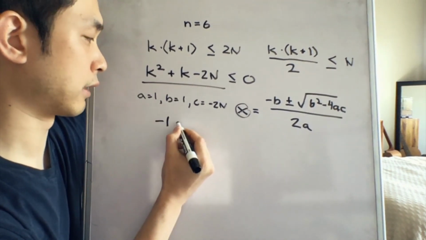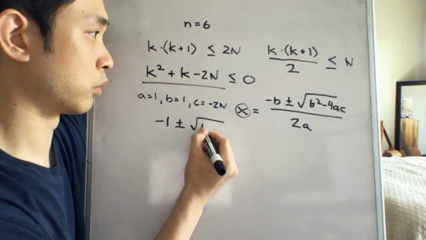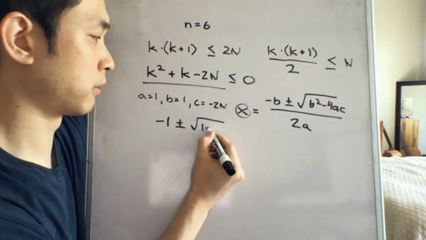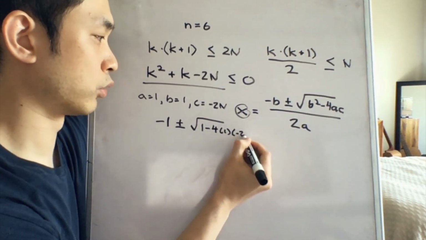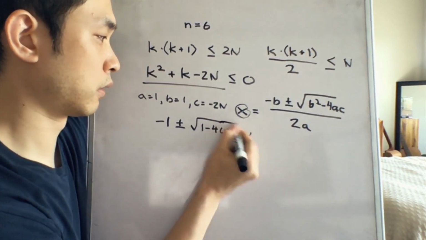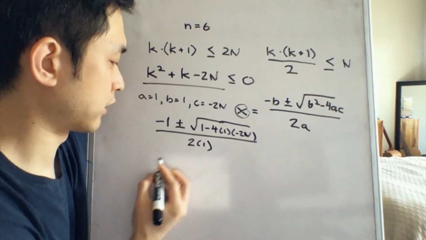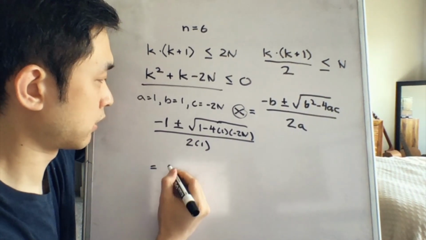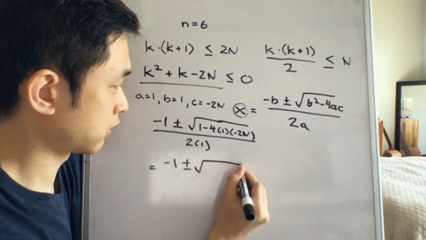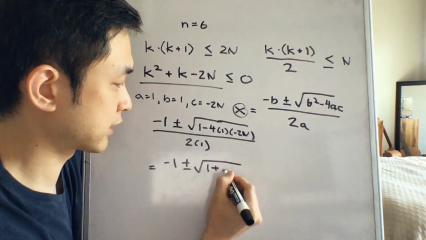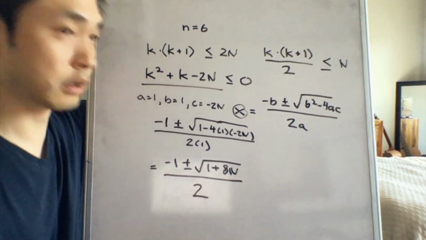It looks something like minus 1, 1, minus 4, 1, minus 2n, right? And 2, 1. So that's going to end up equaling minus 1 plus or minus the square root of 1 plus 8n, and divide that by 2.